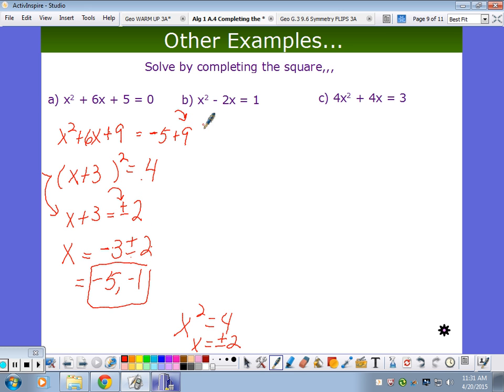Let's try this guy. X squared minus 2x. It's already got the 1 on the other side, so I'm just going to make some space because I have to complete the square. What goes here?